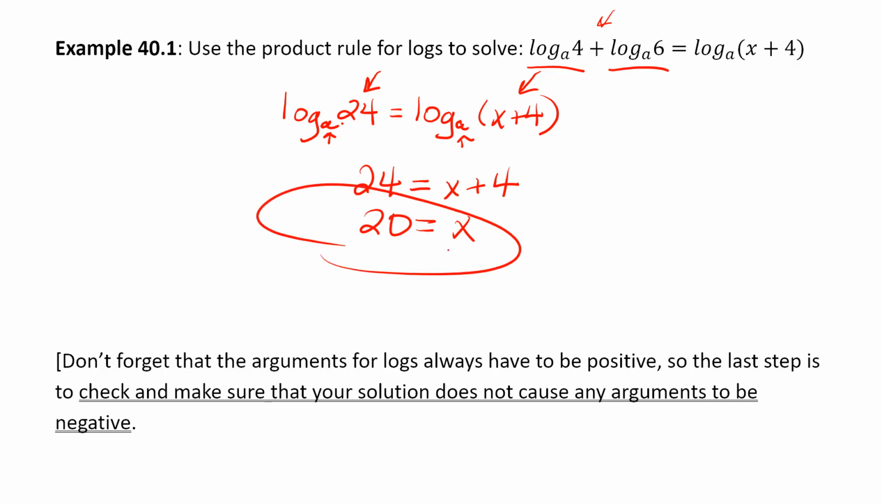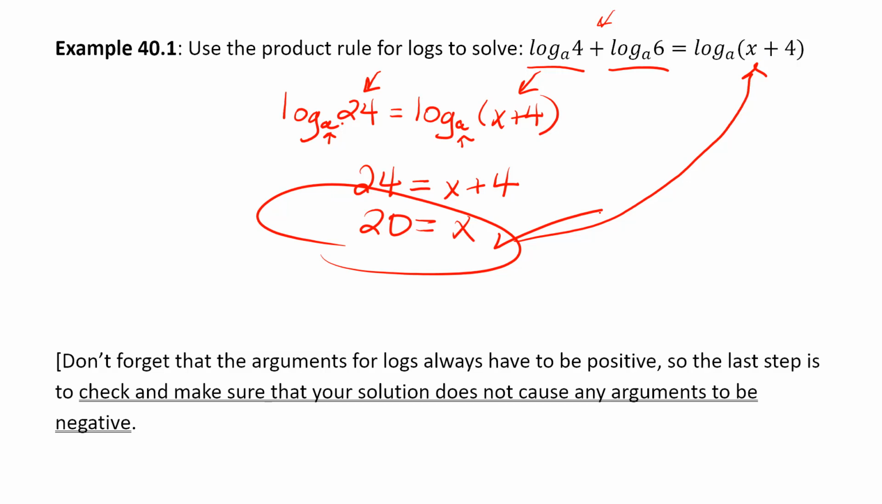And then when you finish finding that out, you just quickly go back and plug 20 into the equation anywhere you see an x. And if you ever get a negative argument, you know that that is not a solution. But there's nowhere you're going to get a negative argument here. The arguments are 4, 6, and now 24. None of those is negative, so this is the solution to this equation.